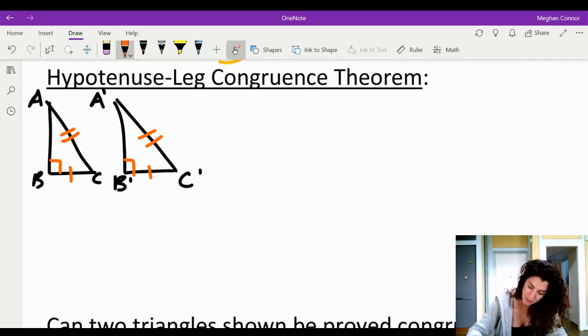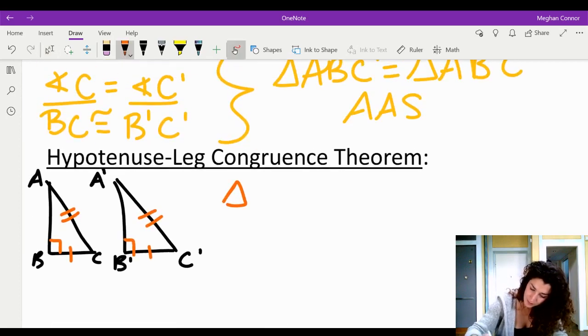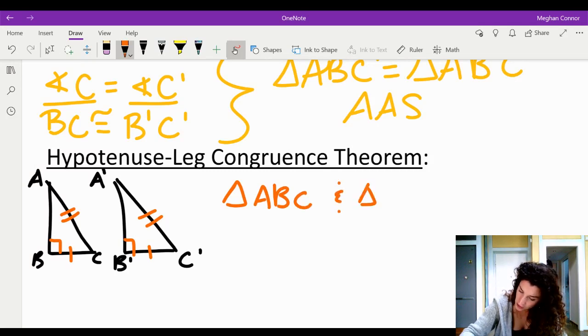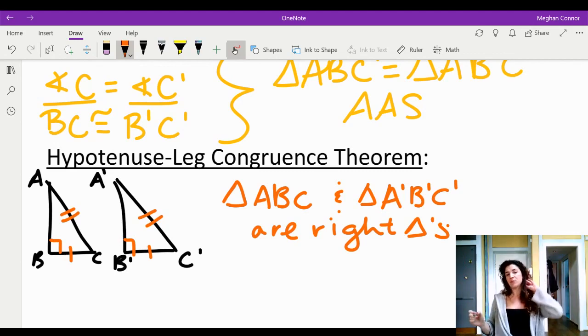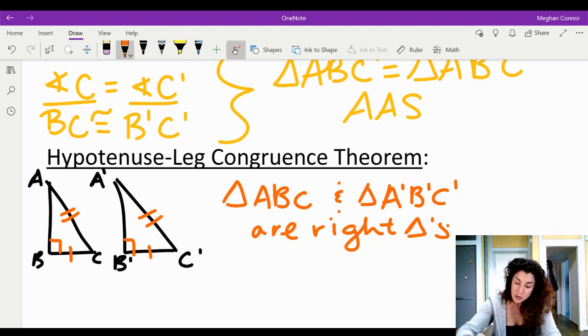You have to mention that triangle A, B, C and triangle A prime, B prime, C prime are right triangles. In order to prove that, you have to prove that there is a 90-degree angle. So you would say, hey, there's a 90-degree angle. As a result, this triangle is a right triangle because of the definition of right triangle. So you would need to state that.